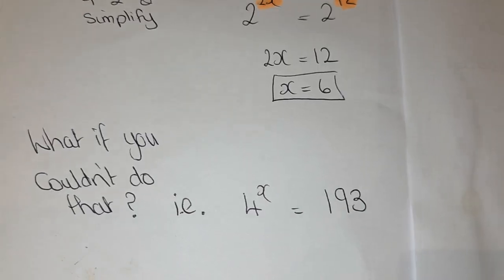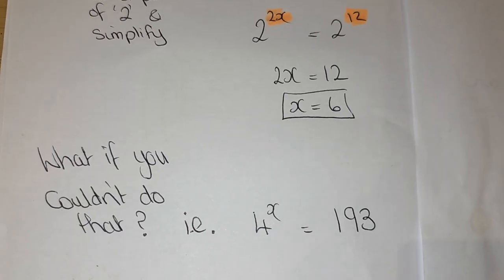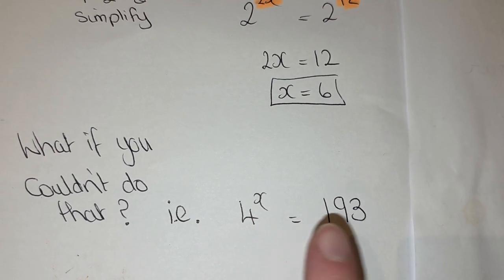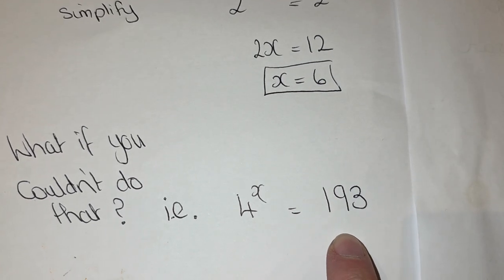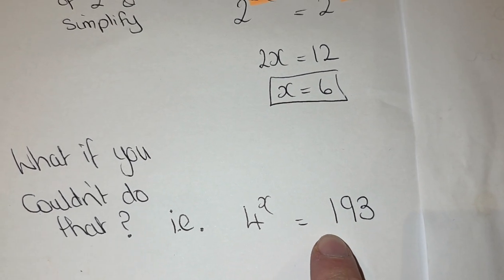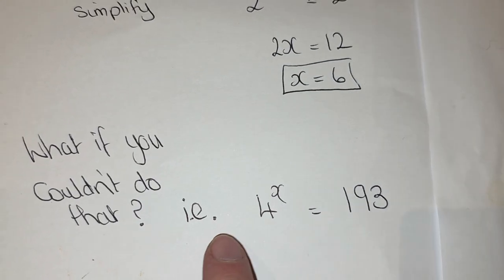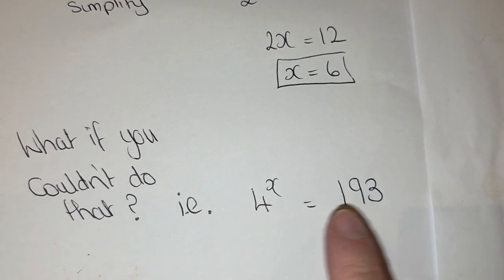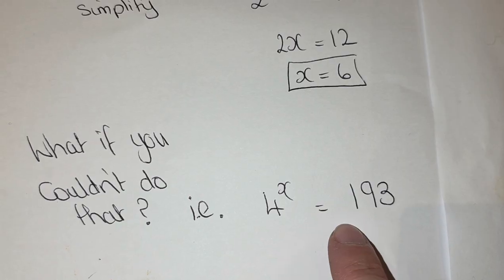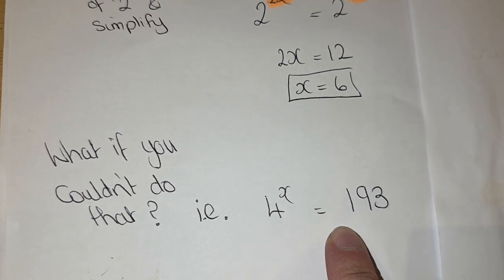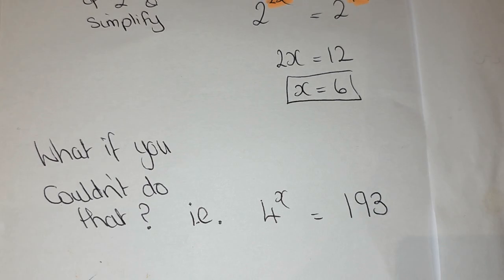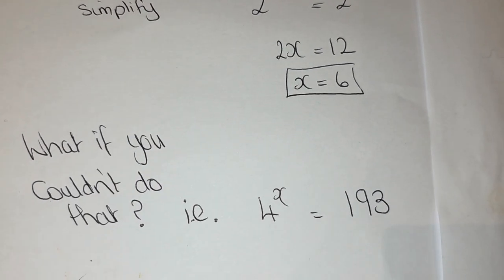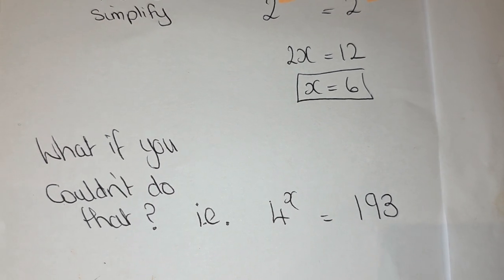Okay, but that was okay because we were able to use rules of indices to solve that equation. What if you couldn't use rules of indices? So let's say the equation was 4 to the power of x equals 193. There is no number I'm going to be able to write 193 as a power of straight away. Like I can write 4 as a power of 2, but 2 to the power of nothing is going to give me back 193. So I'd be stumped. I couldn't use rules of indices. So you have to be able to solve it. So this is where we use logs instead. Okay, we would introduce logs.